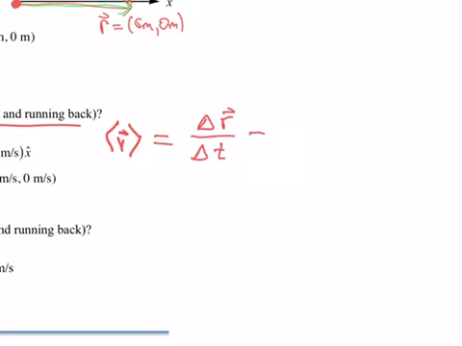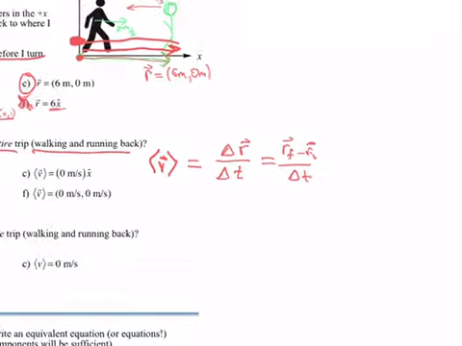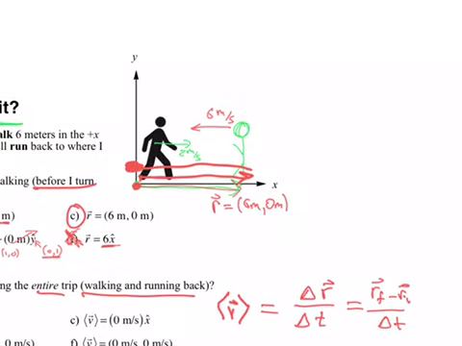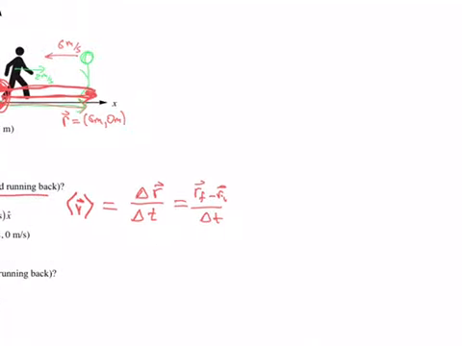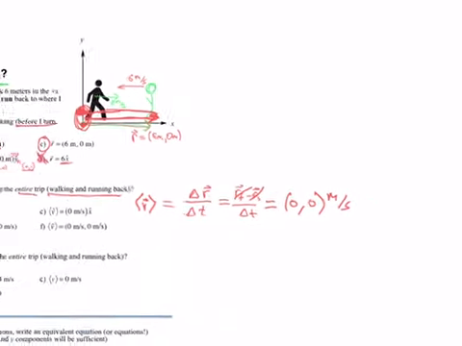And so in the numerator there, that displacement vector is going to be r final minus r initial over that change in time. But r final and r initial for the full trip, going all the way to the right and all the way back, well, we start and end both here. So these are going to cancel out because they're both 0. So this vector is going to end up being 0, 0 meters per second. It's 0 in the x and 0 in the y.